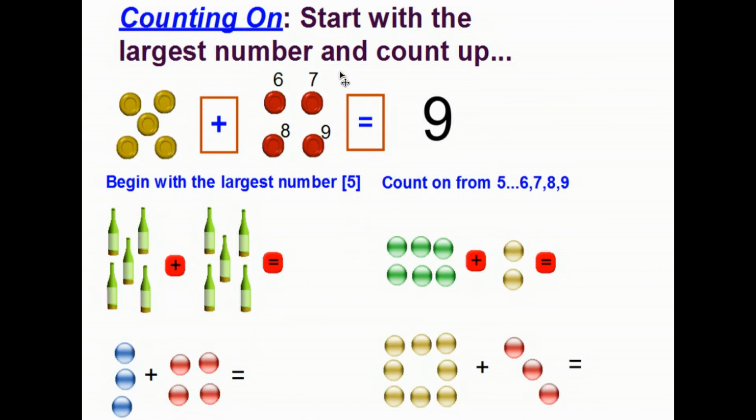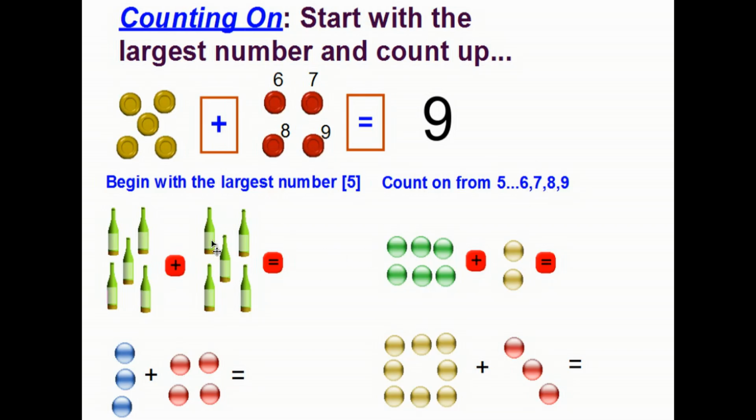The other one is counting on. By counting, we can also get the result. Start with the largest number. Always when you add, students, bear in mind, hold the bigger number in your mind, and then start counting the smaller. Now hold 5 in your mind. Now start counting. 5 in my mind, 6, 7, 8, 9. Then the result is 9. Excellent. Begin with the largest number, 5. Count on from 5: 6, 7, 8, 9, as I show you.